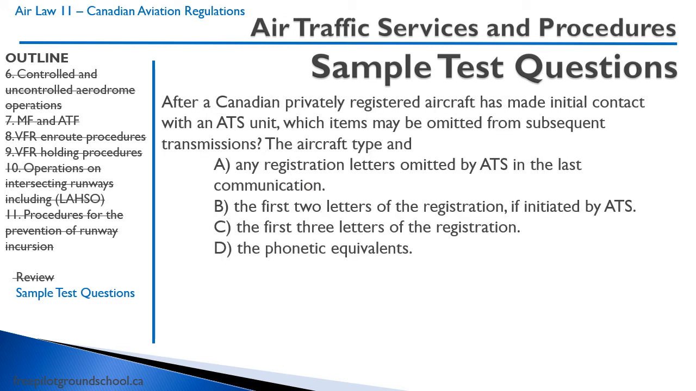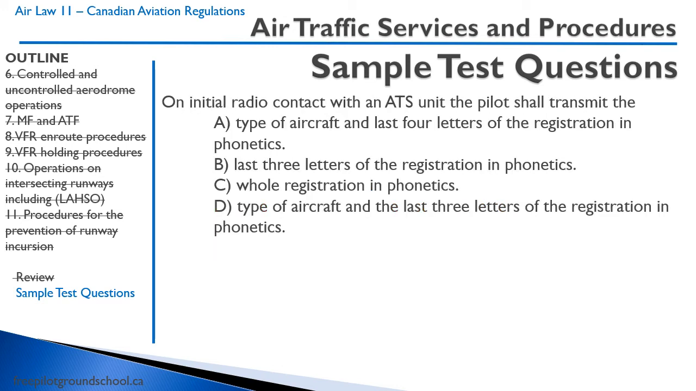So after you've made your initial call, what can be dropped? After a Canadian privately registered aircraft has made initial contact with an ATS unit, which items may be omitted from subsequent transmissions? The aircraft type and... So what can be omitted is you don't need to say your aircraft type anymore, and you can get rid of the first 2 letters of the registration if initiated by ATS. So all you need to do is say your last 3 letters. The correct answer is B, the first two letters of the registration. So let's say Charlie Golf, and only if it's initiated by air traffic services.